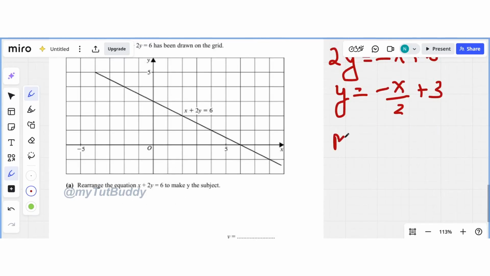Now, for part B, we compare this with the standard form of a straight line equation, which is y equals mx plus c. From this, we get the gradient m as negative 1 over 2.